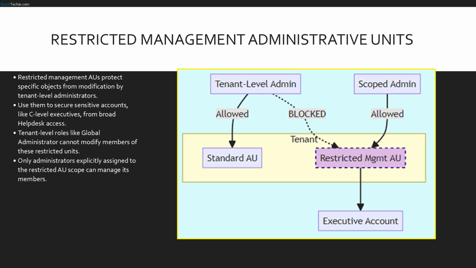The diagram highlights the security boundary of a restricted management AU. Notice the tenant-level admin on the left. They have a solid line allowing access to the standard AU, but a dotted line indicating blocked access to the restricted AU containing the executive account. Access is only granted to the scoped admin on the right, who has been explicitly assigned to that restricted unit. This visualizes the lockout protection mechanism.